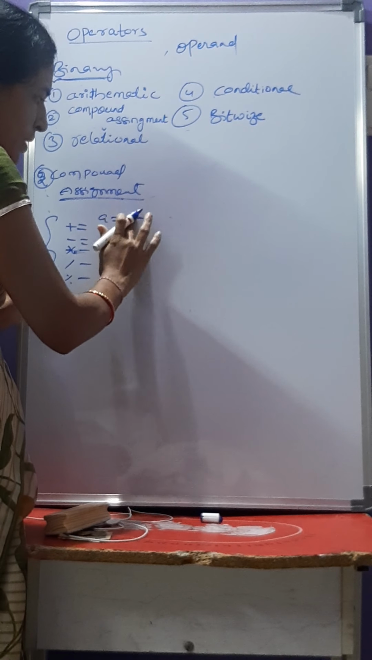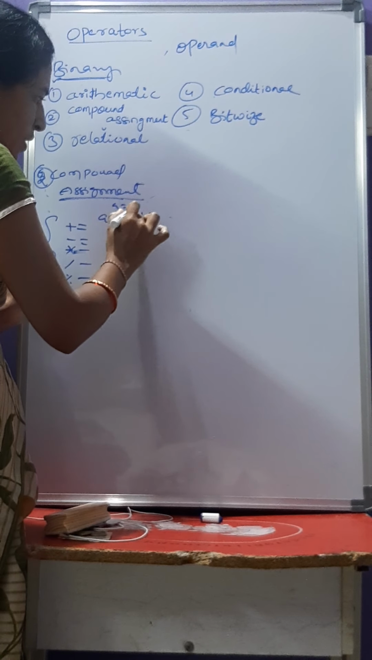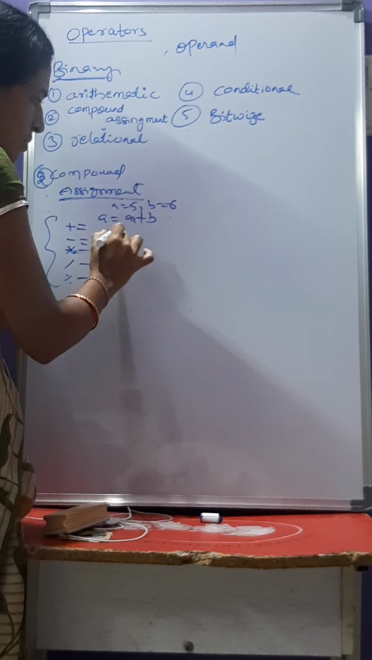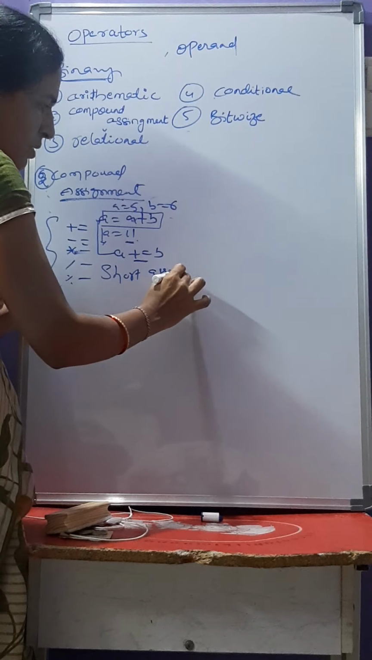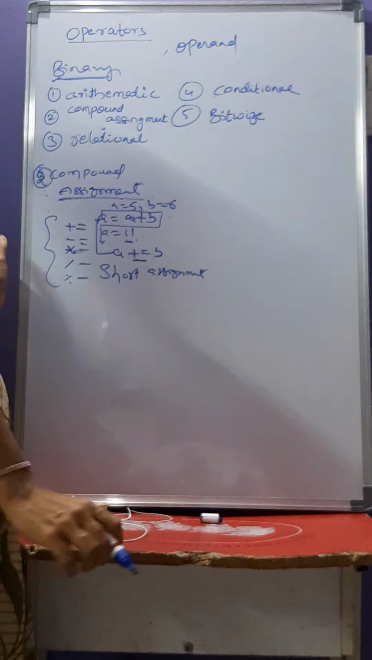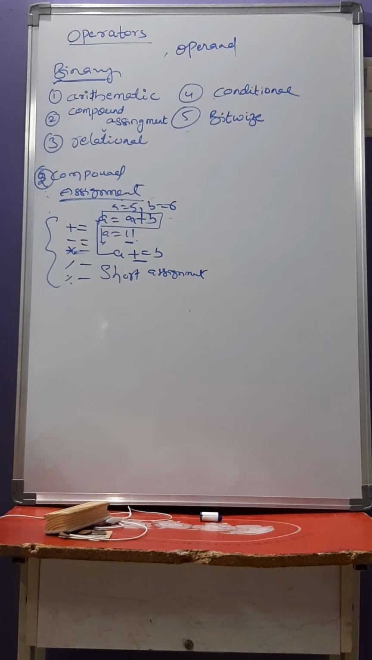For example, A equal to A plus B. Suppose A equal to 5, B equal to 6. So now A equal to 11. This statement we can also write by using these compound assignment operators like this: A plus equal to B. This is equivalent to the previous one. Now A equal to 11. So this is called a compound assignment operator or short assignment operator.